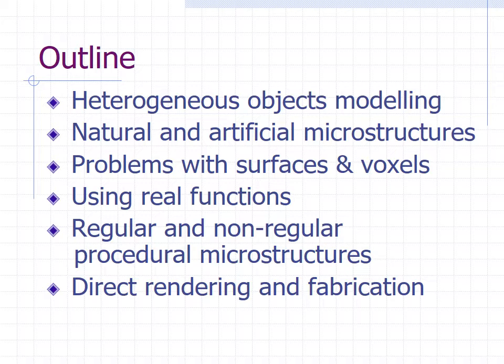First of all, we will recall heterogeneous object modeling, then look at the difference between natural and artificial microstructures, consider problems with surfaces and voxels, then discuss the approach using real functions for regular and non-regular procedural microstructures, and finally discuss the direct rendering of the modeling and its fabrication.